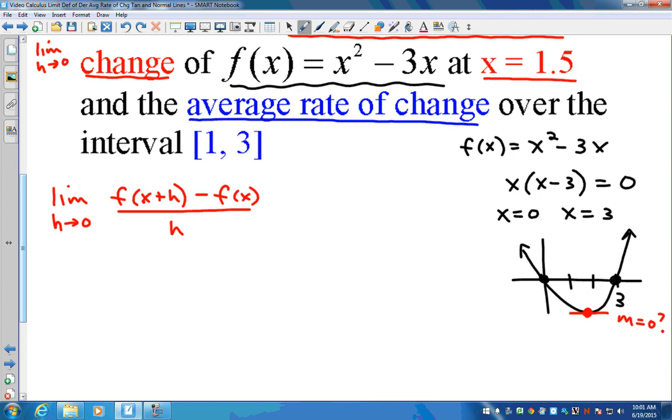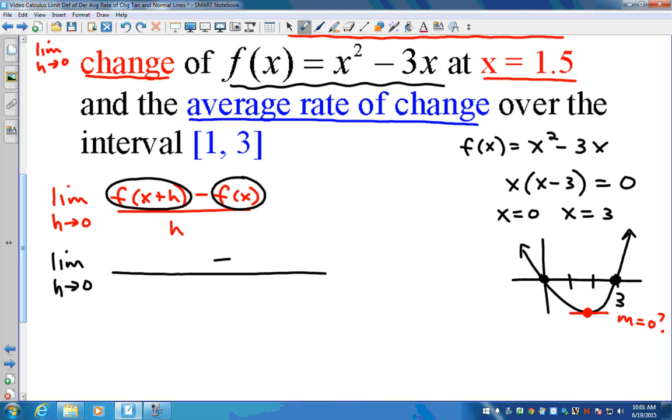All right, what's f of x? So as I go back to this formula here, the limit as h approaches 0 of, again, a lot of times people have trouble with f of x plus h. So a lot of times I personally just focus in on f of x first. What is f of x? F of x is x squared minus 3x, right?